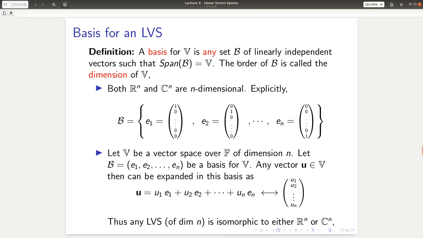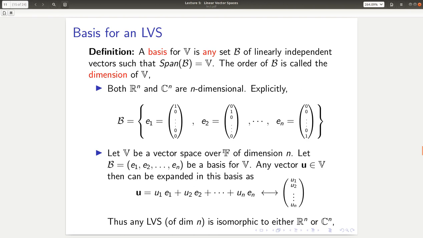Several points are important. B is not going to be unique. But what is invariant is that the number of elements, or the order of the set B, will be the same, and that's called the dimension of V. So a nice exercise: both R^n and C^n are n-dimensional. That means I should give you a set B which has n linearly independent vectors.